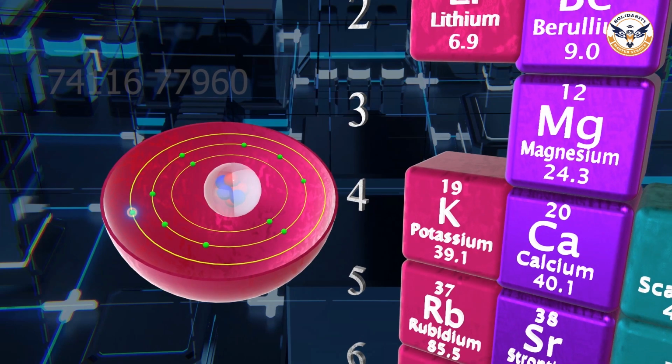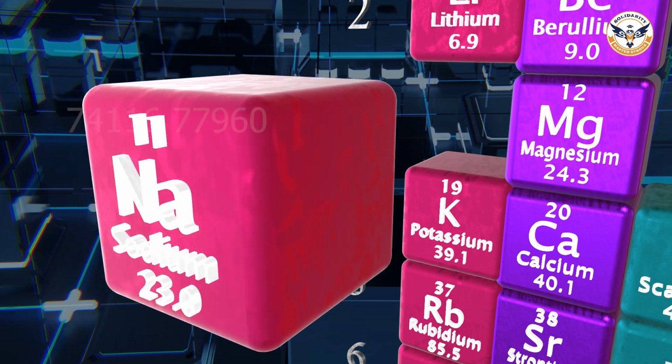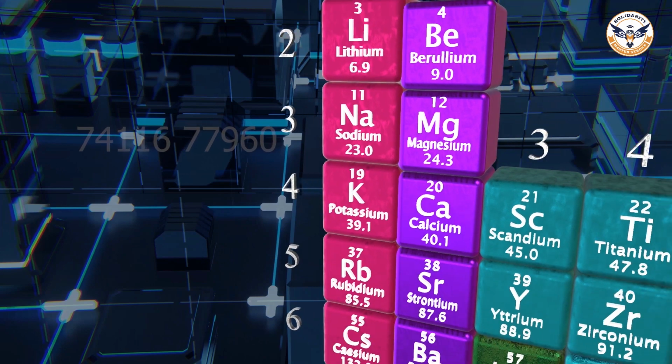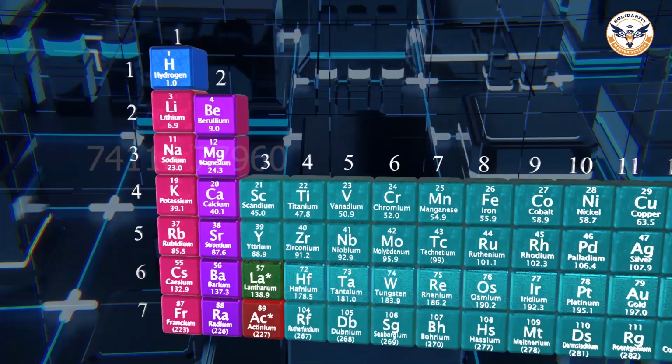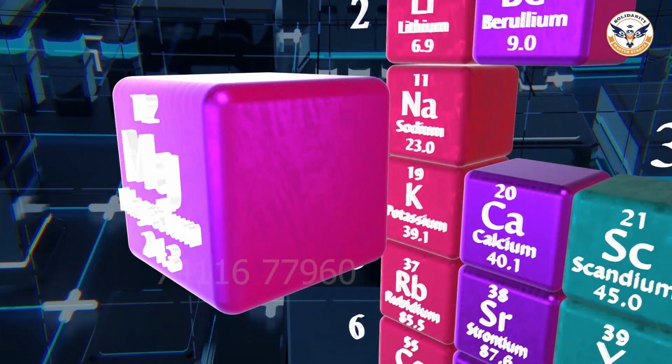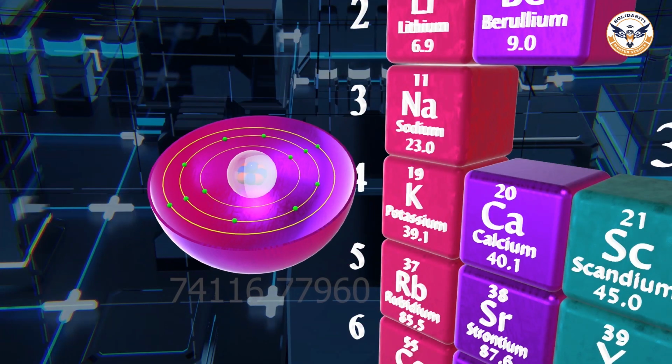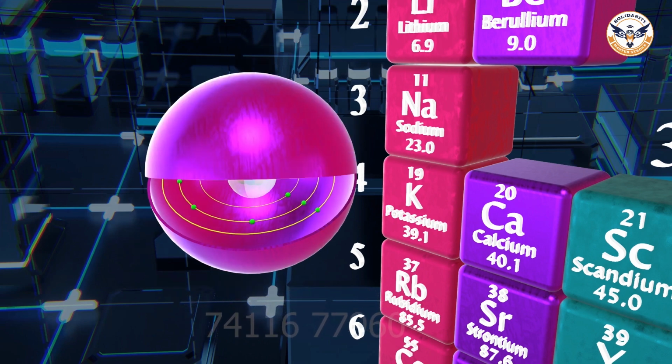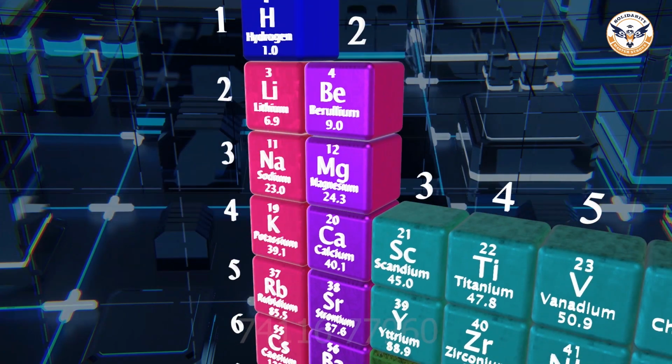The number of electrons present in the outermost or valence shell of an atom decides the group number of that element. Thus, sodium, potassium, lithium, rubidium, with one valence electron, fit into group 1 of the modern periodic table. Magnesium, with two valence electrons, is placed in group 2.